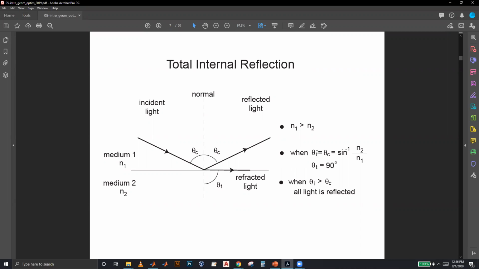So remember, when theta I becomes the critical angle, the refracted ray grazes the interface. So you have theta T equals 90 degrees. And any condition where the critical angle has been exceeded, all the light will be reflected back, which is called total internal reflection.